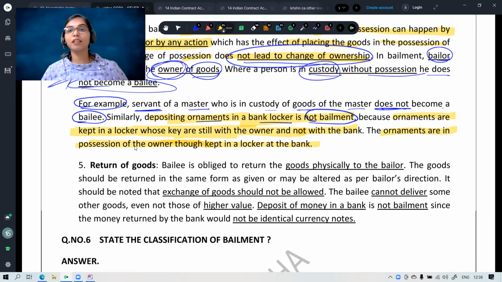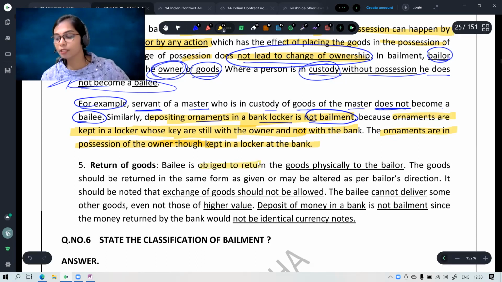Then next is return of the goods. What is return of the goods? As and when the special purpose is accomplished, the goods have to be returned back to the owner, or discharged according to the bailor's direction, or according to the owner's way. Fine. So that's what it's given.